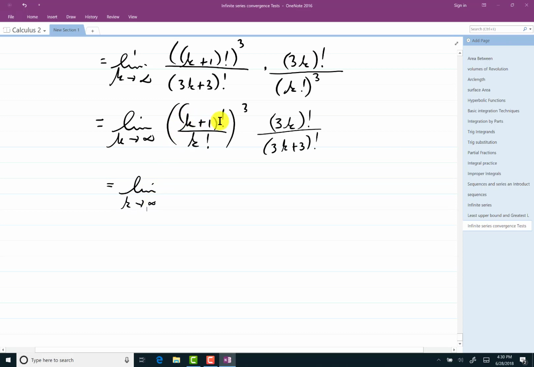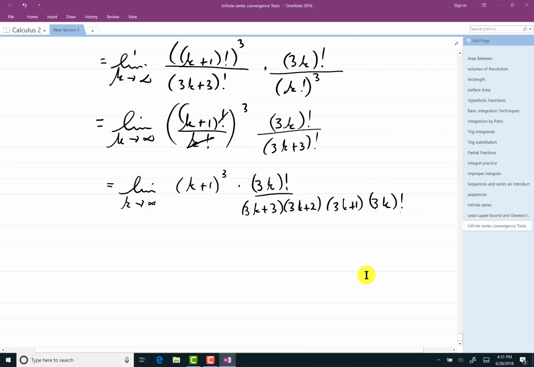So k plus 1 factorial over k factorial. We've done this canceling a billion times. That'll just be k plus 1, but it'll be to the 3rd power. And over here, I'm going to get 3k factorial. Now I'm going to count down. I'm going to start at 3k plus 3, and then I'm going to go to 3k plus 2, and then 3k plus 1, and then finally 3k factorial. So cancel and cancel.